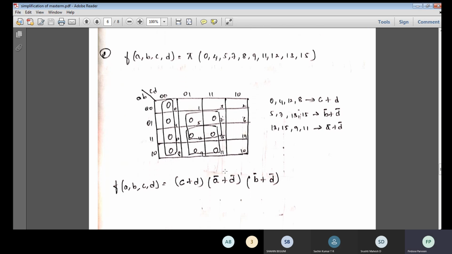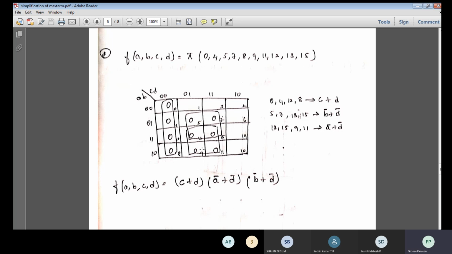So here they have given f of a, b, c, d is equal to pi 0, 4, 5, 7, 8, 9, 11, 12, 13, 15. Since it is pi, since it is max term, what I'll be doing? I'll be writing zeros in these cells, that is 0, 4, 5, 7, 8, 9, 11, 12, 13, 15. So I've written zeros in each of these cells. Okay. So now I'll group.